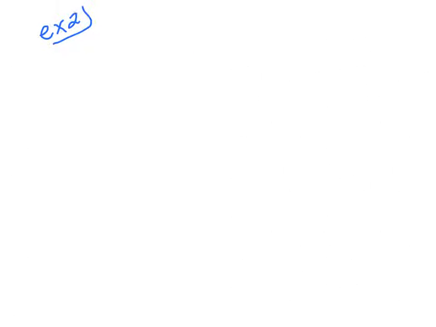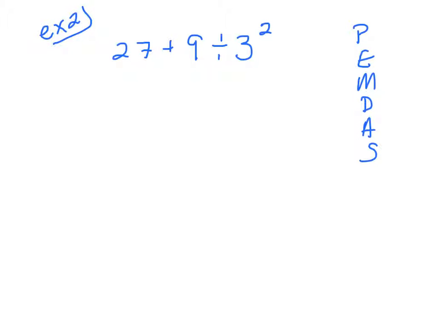Okay, for this one here, 27 plus 9 divided by 3 squared. Again, if you're a novice or a little rusty, I would write down the order of operations just to remind you the order to do it in. In our little reminder here, parentheses: are there any parentheses? There are not, so we're done with that. The next one is exponents. There are some exponents, and that's what we need to deal with first.